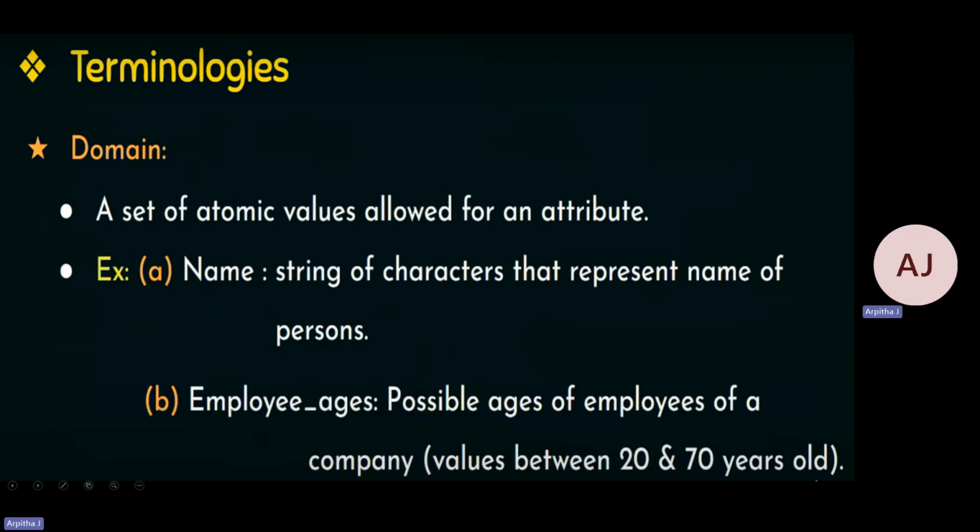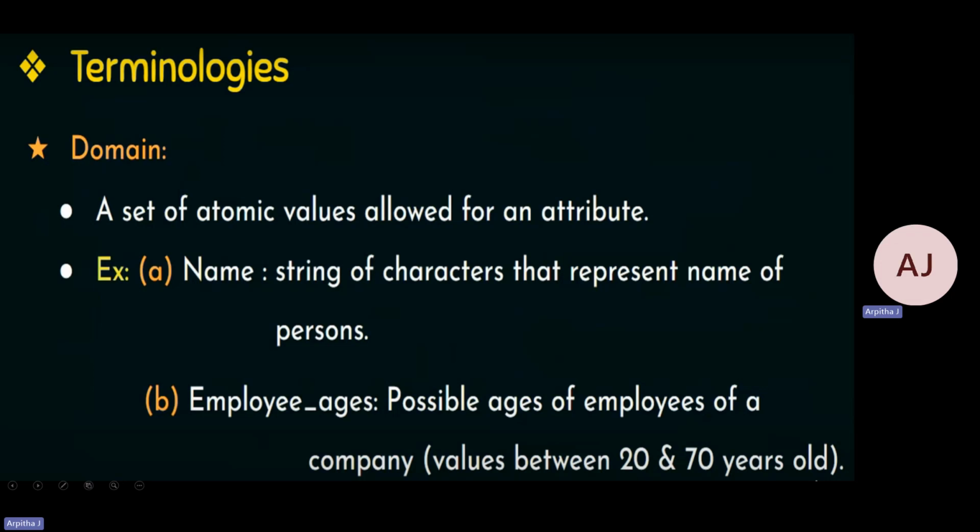So what do you mean by the domain? The next terminology is domain. A domain is an atomic value for an attribute. So what do you mean by atomic? Something which you cannot divide, it is not divisible. You cannot divide it again. That is what is meant by an atomic value of an attribute.